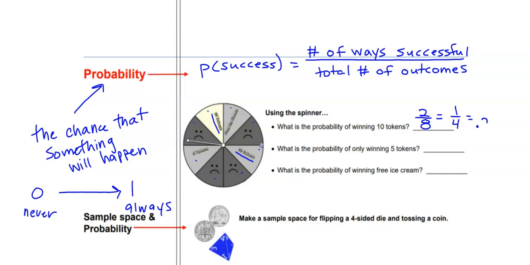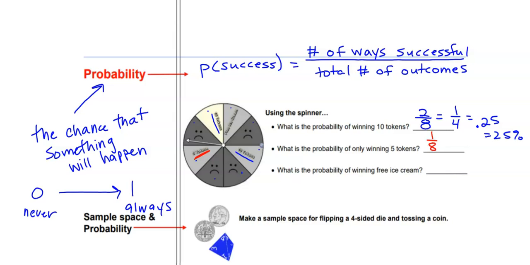I'm not going to make us do this every time, but just as we get the hang of it here, 0.25, which is equal to 25%. So somewhat likely, definitely not impossible. 1 out of 4 times you spin the spinner, you would expect to land on 10 tokens. Okay, probability of winning 5 tokens. Well, there's only one spot where you could win 5 tokens, so that would be 1/8.